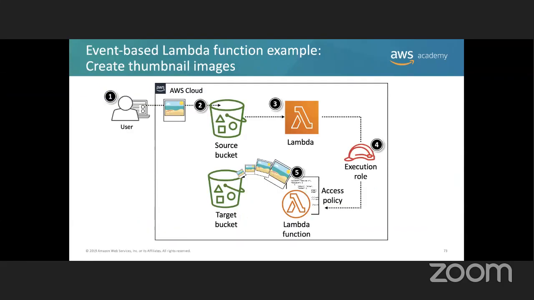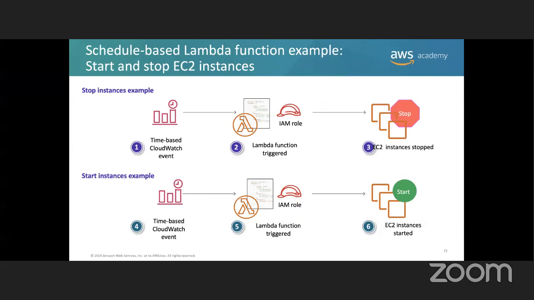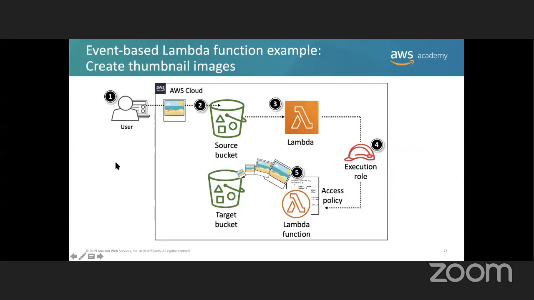Event-based Lambda function example, create thumbnail images. With the Lambda function, you can create a thumbnail. Okay, so the user posts an image or puts an image in an S3 bucket, right? Then that will trigger the Lambda function. The Lambda function has a role that accesses the S3 bucket, right? And then it will create a thumbnail and put it in another bucket. So this is the source bucket, where the original image is, right?